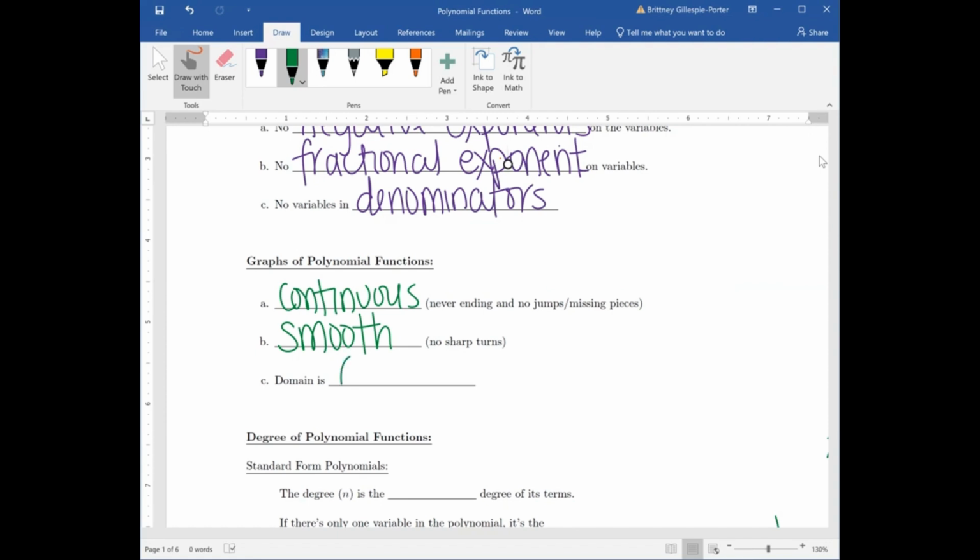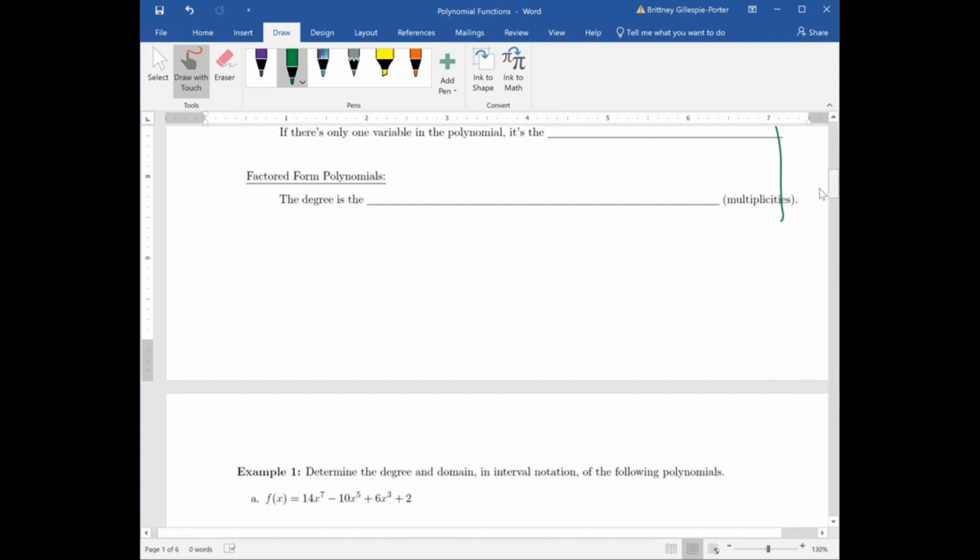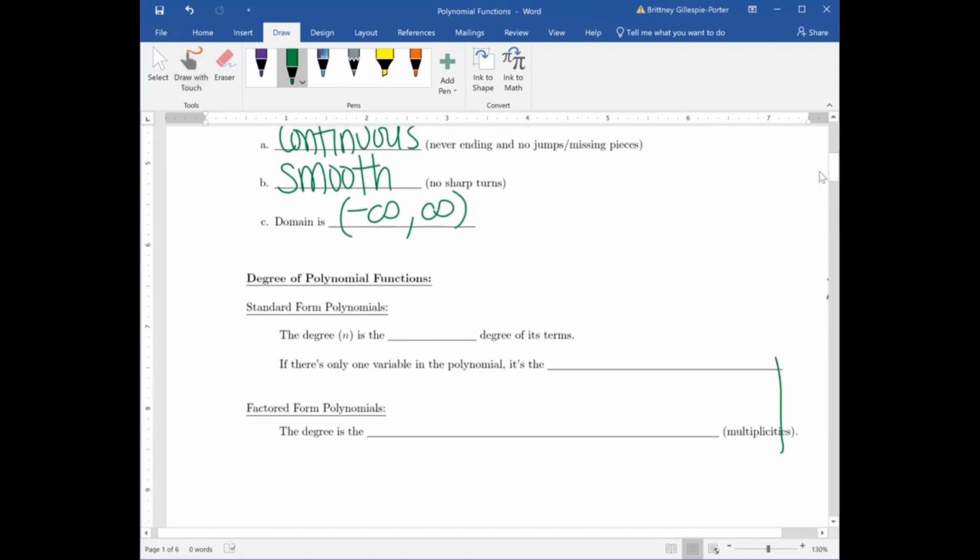And the domain is always negative infinity to positive infinity, just like when we were doing the quadratics, and they had the domain of negative infinity to positive infinity, all real numbers.